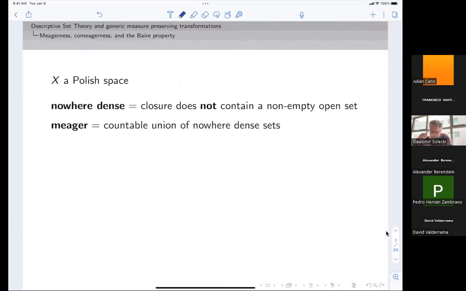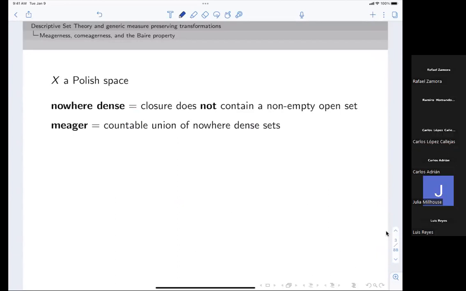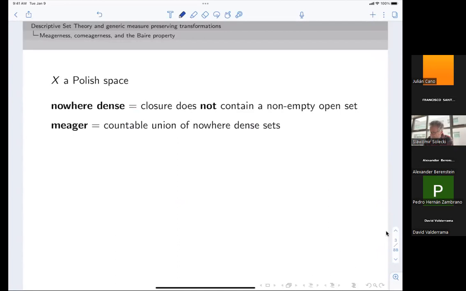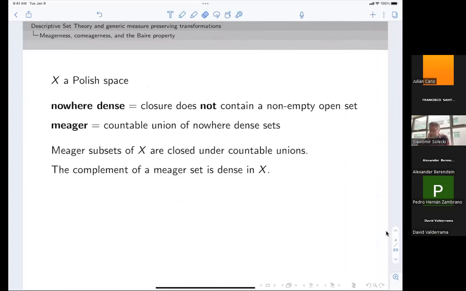A very important role will be played by a certain notion of smallness called meagerness. Just for completeness, a set is called nowhere dense if its closure does not contain any non-empty open set. These are the building blocks of meager sets. So essentially in every open set, there is a hole avoiding the set. Meager sets are countable unions of nowhere dense sets. Obviously, meager sets are closed under countable unions, and the complement of a meager set is always dense.